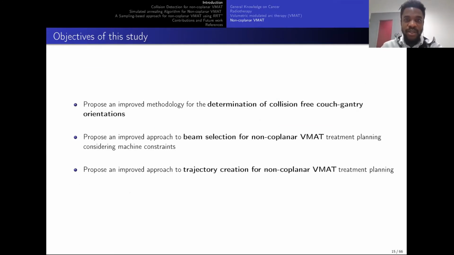So our objective was to find a methodology to determine collision-free couch-gantry orientations that can be used for the treatment. We also wanted to propose a beam selection method that considers the machine constraints and has no limitations in the candidate space that it selects. And we wanted to improve the trajectory creation to avoid the insertion of intermediate beam orientations in the last stage where we create the trajectory.